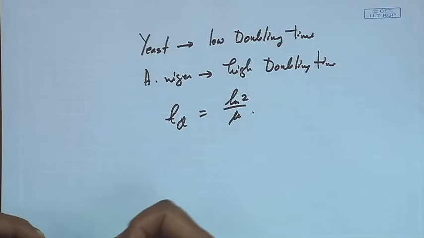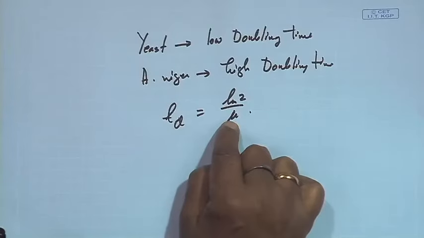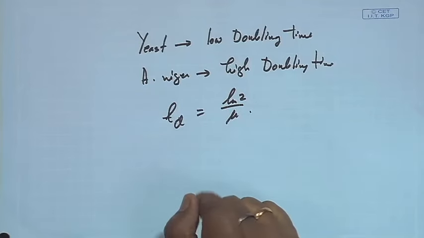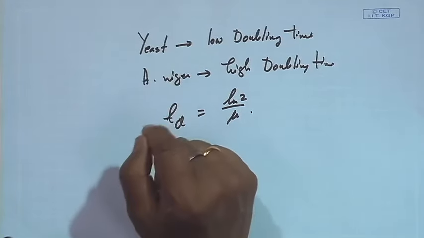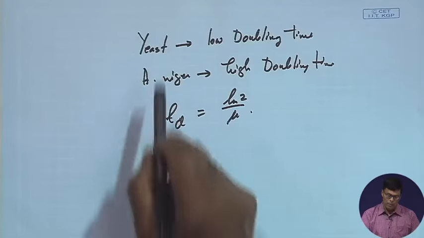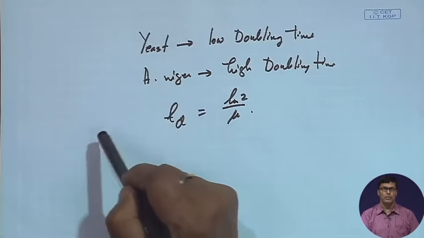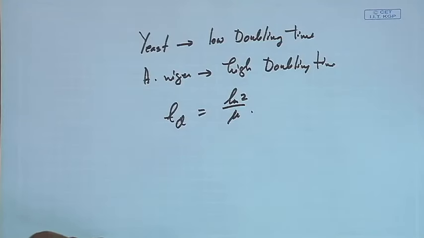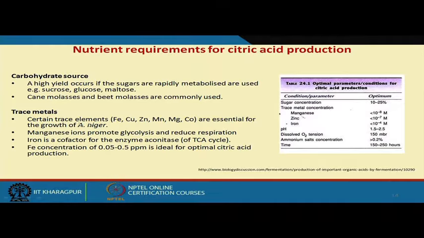So since mu is more for yeast as compared to Aspergillus niger, in the citric acid fermentation process the main problem we face is yeast contamination, because if any yeast enters the system, it affects the citric acid production to a great extent. Now trace elements play an important role in the citric acid fermentation process.